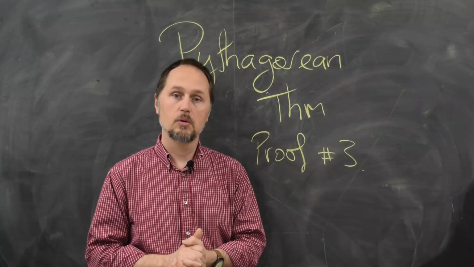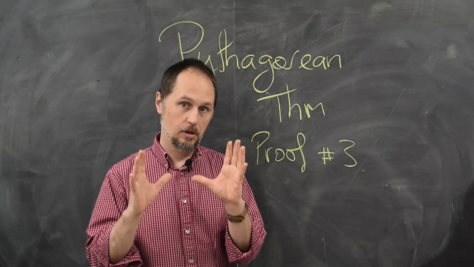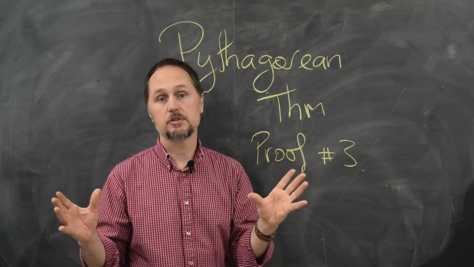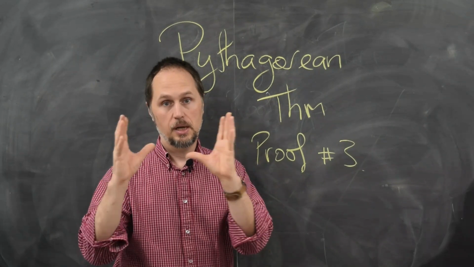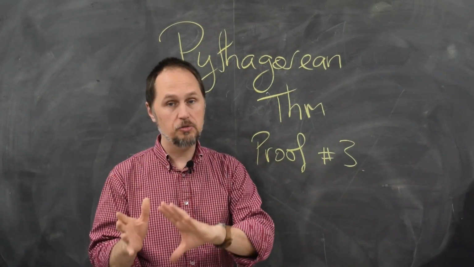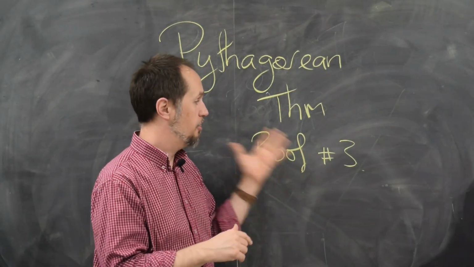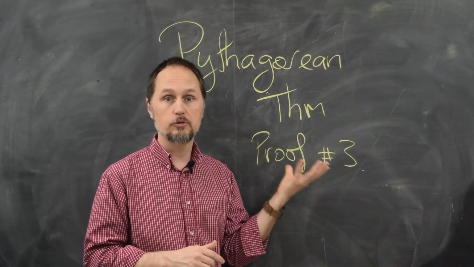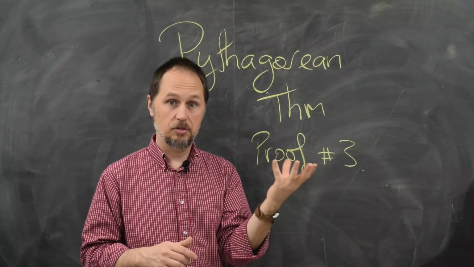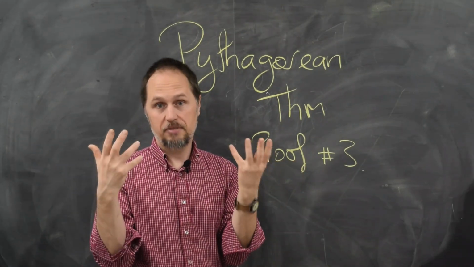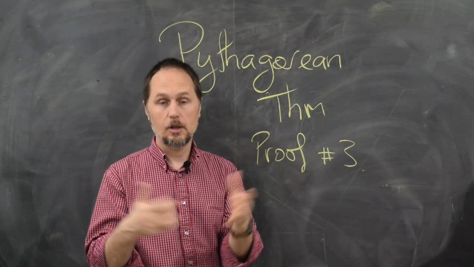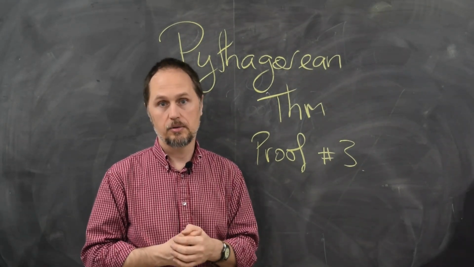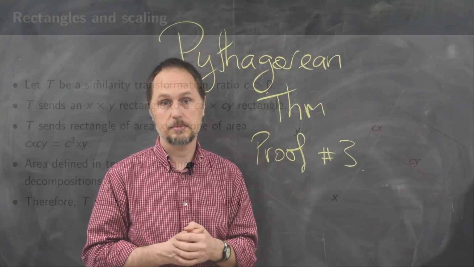In this video, we're going to be looking at two things. The first thing we're going to look at is how area transforms under similarity transformations. And then we're going to use that to build us a third proof of the Pythagorean theorem. So this third proof will combine the idea of similar triangles and the idea of area. Okay, let's take a look at how area behaves under similarity transformations.